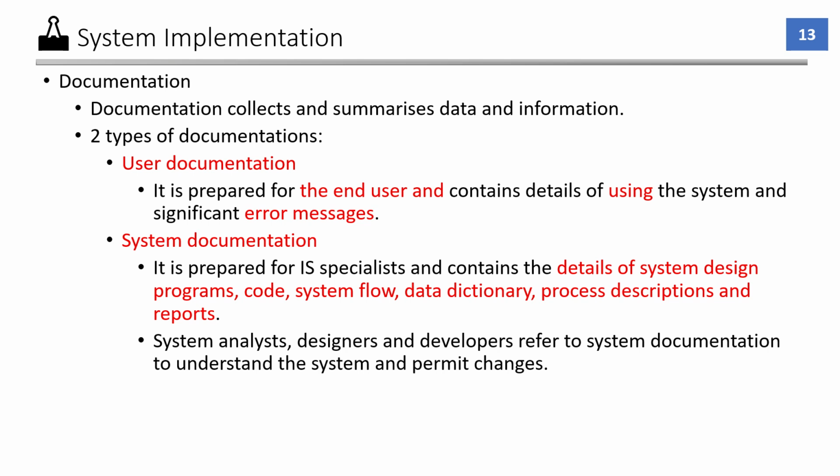This is prepared for IS specialists, such as system analysts, designers, and developers. It contains detailed technical information, including system design programs, source code, system flow, data dictionary, process descriptions, and reports. System documentation helps technical staff understand the system, maintain it, and make changes when needed.